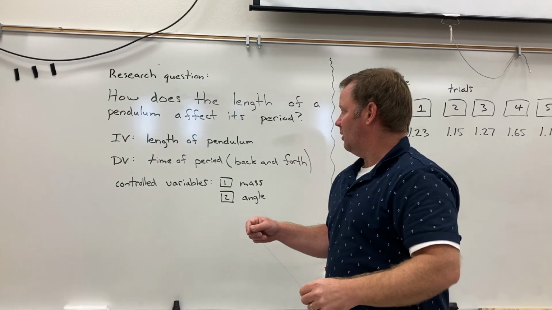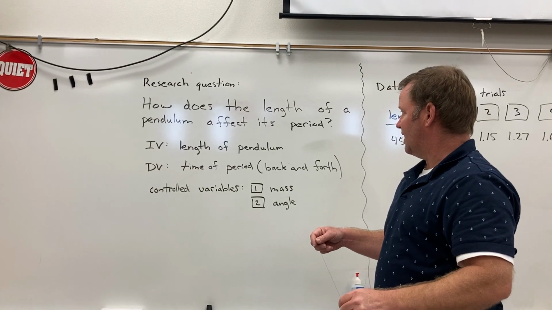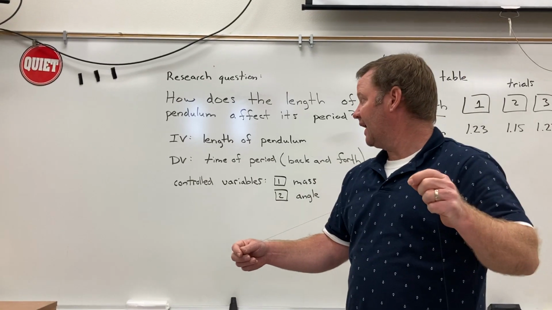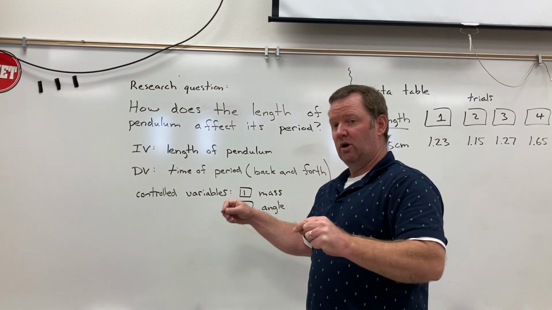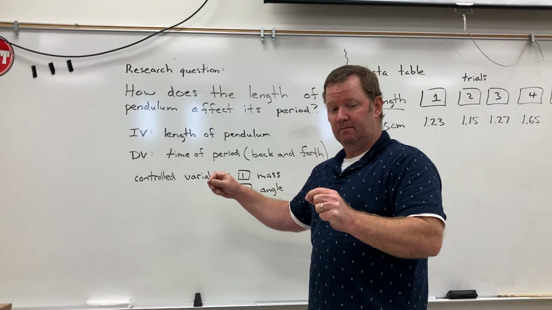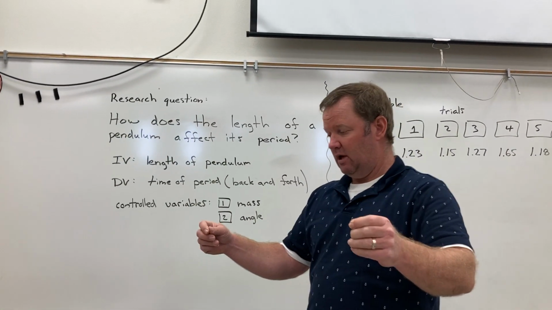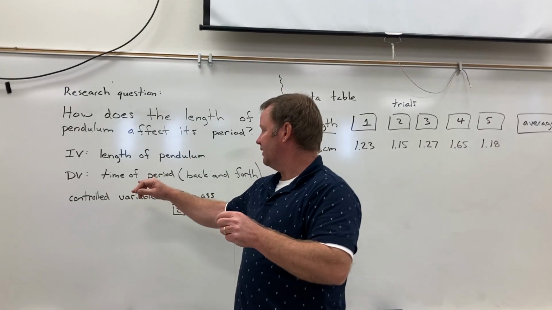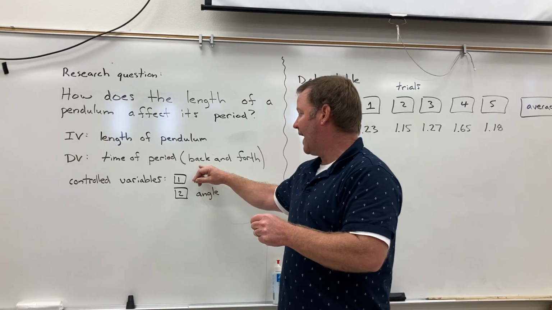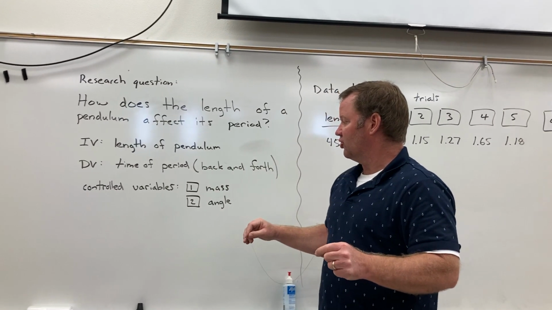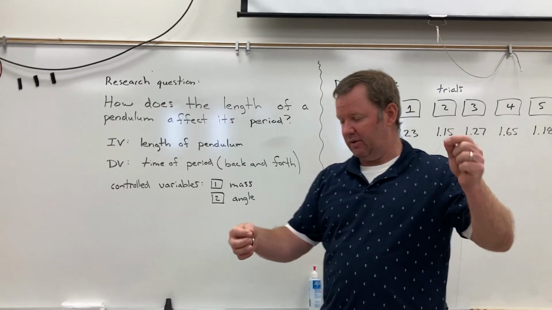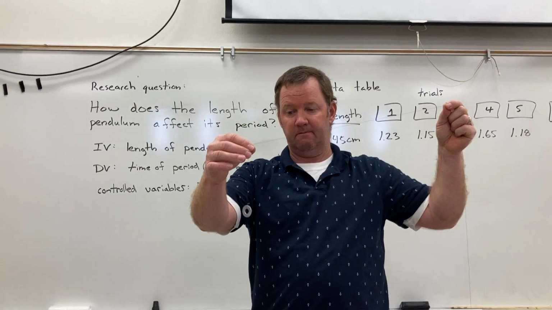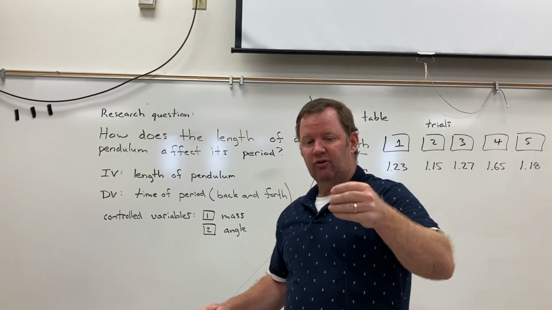So, our research question: how does the length of the pendulum affect the period, or how long it takes to go over and back? Our independent variable, what we are changing, is going to be the length of the pendulum. Okay, so I'm going to take my ruler and measure my string length. And then the dependent variable is the time of the period, or how long it takes to go back and forth. Our controlled variables are mass, so I want to pick the big washer and keep that consistent in every trial that I have. And then the angle that I drop the pendulum from.